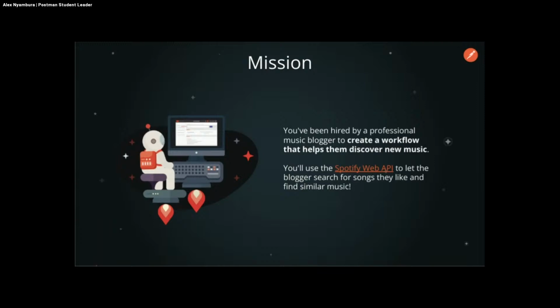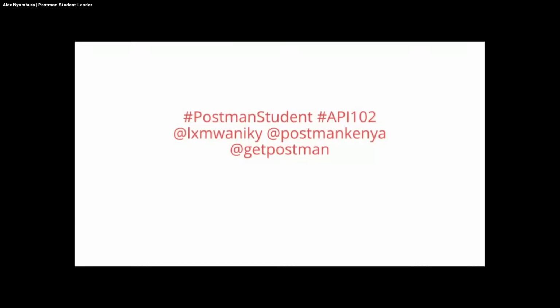This time we are in API 102, where we're going to work with a real life API, in this case the Spotify web API, and create a simple application. We'll see how you can make a song recommendation for the professional music blogger, so that they can put in a track and get similar songs to that. So that will be our mission today.